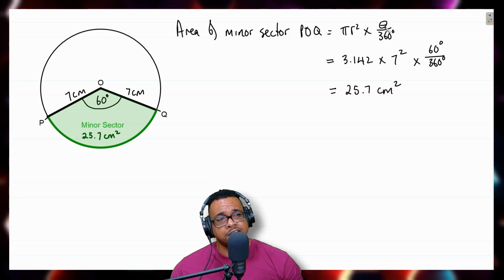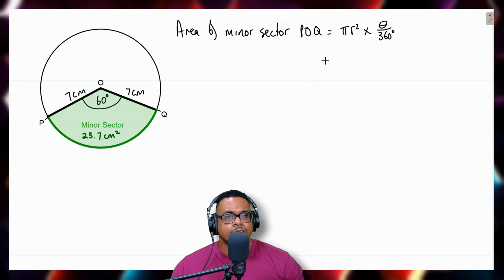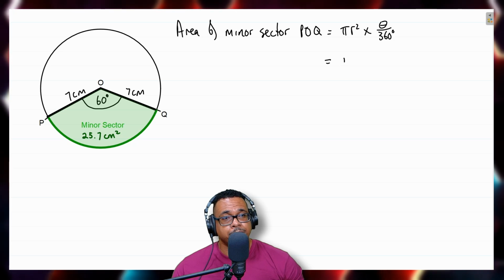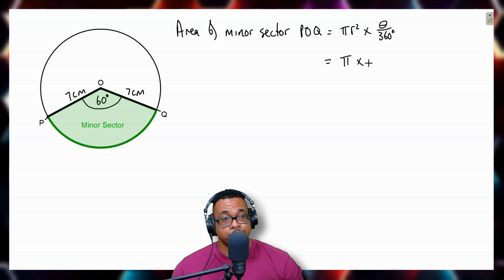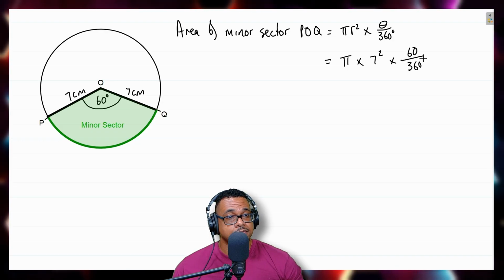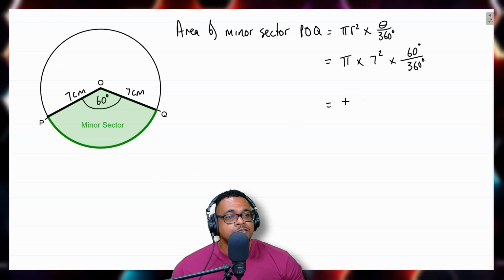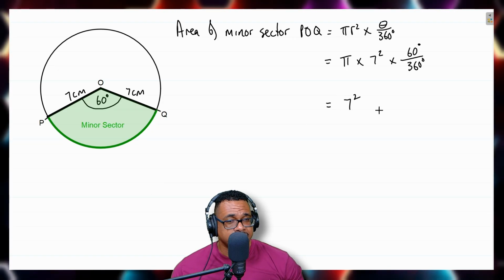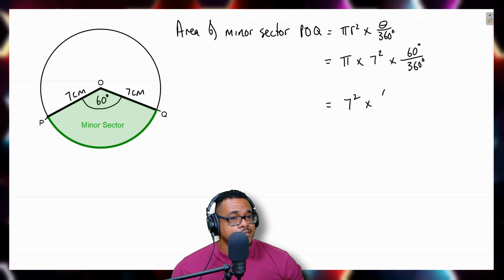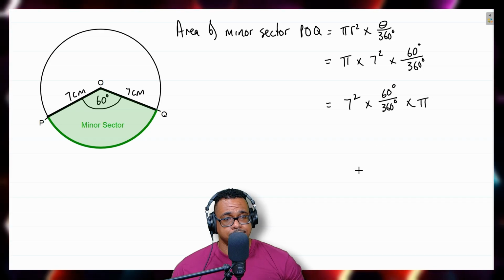Now, if I'm required to give my answer in terms of pi, I'll simply leave the symbol pi and put in all the other values and work it out. So I'm going to erase this. Equal sign here. So I'm just going to put pi by the radius squared. So that's 7 squared by theta over 360. So 60 over 360 degrees. And what I'll do, I'll simply put the pi last. So I'll put the 7 squared first, which is 49. Multiply by 60 degrees over 360 degrees. Then I'll put the multiply by pi last.